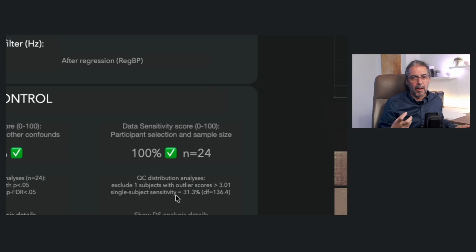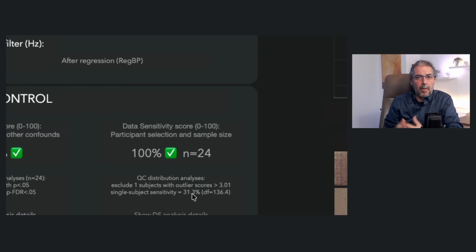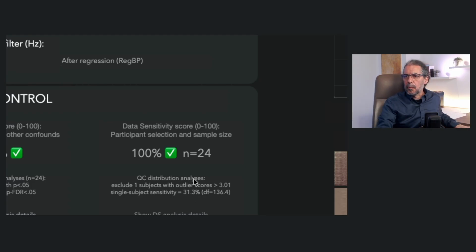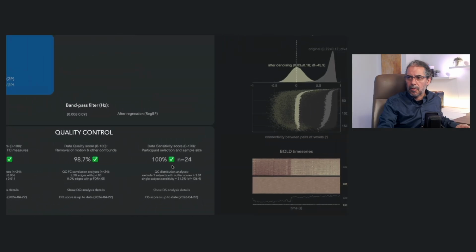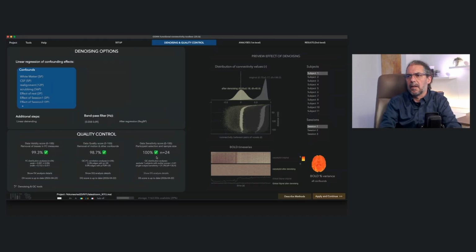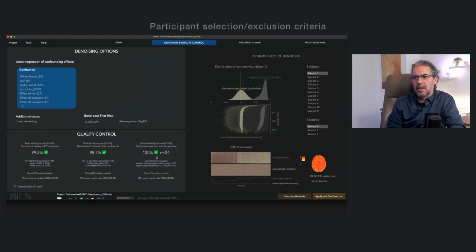This is the power that you have if you are trying to find significance at the level of individual subjects. Ultimately, power will depend on how much data you have for every individual subject, how long your scanning sessions are, and how aggressive your denoising strategy was, as well as how many subjects you have in your dataset. In the process of computing power across all of your subjects in your dataset, conn also tries to help you decide about participant selection and sample size.